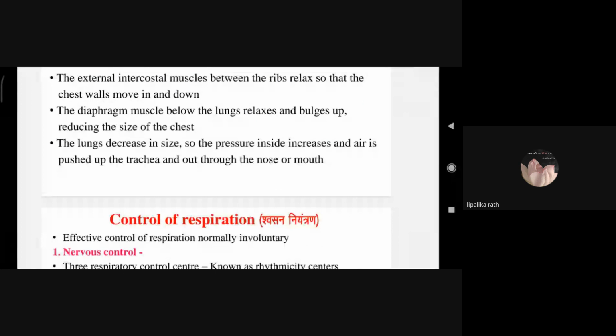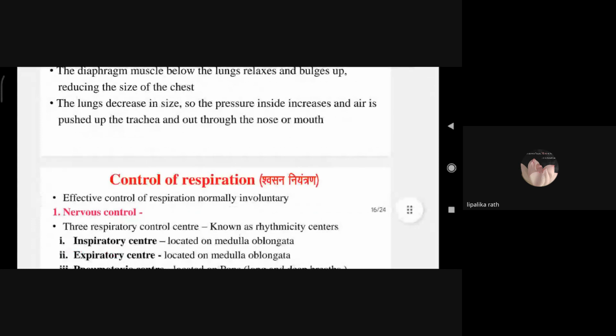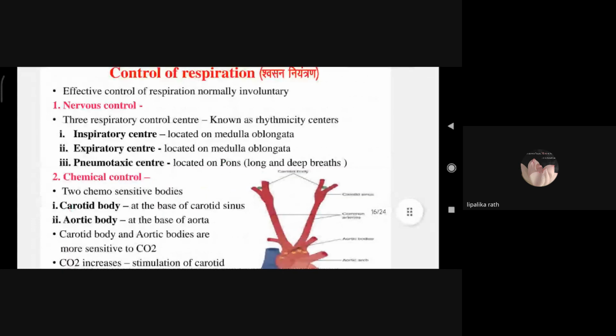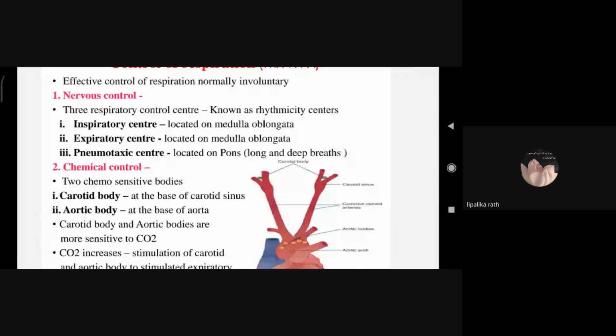So the lungs decrease in size, the pressure inside increases, and air is pushed up the trachea and out through the nose or mouth. Now, control of respiration. Effective control of respiration is normally involuntary.